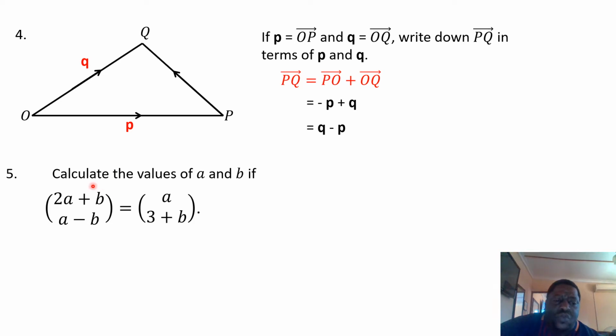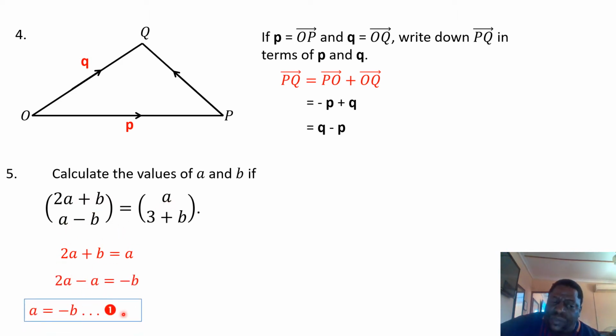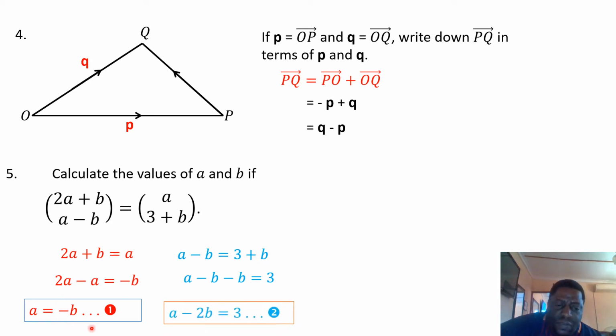Right, so here they ask you to calculate the values of A and B. So you have got 2A plus B is equal to A, and A minus B is equal to that component there. So here you just equate 2A plus B is equal to A, and you can go ahead and solve that. Well, it will give you A is equal to minus B. That is the solution to that first equation. The second one will be A minus B is equal to 3 plus B. Right, so we know what A is, okay? So we know that, first of all, I move all the terms so I can have the number on the side. Now I know what A is, minus B.